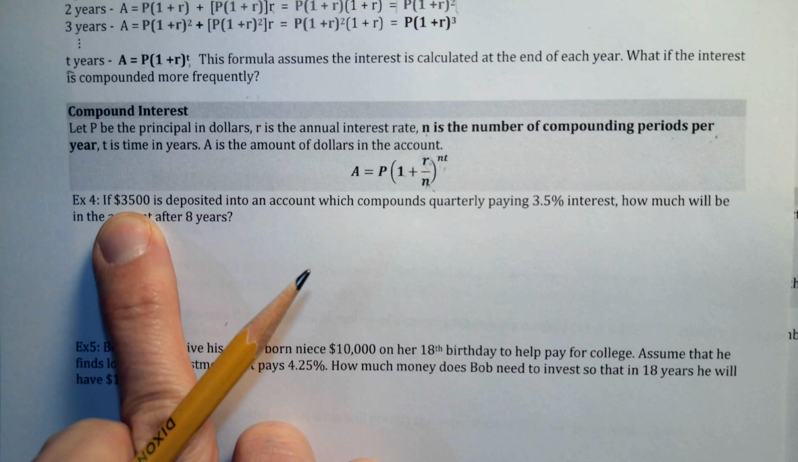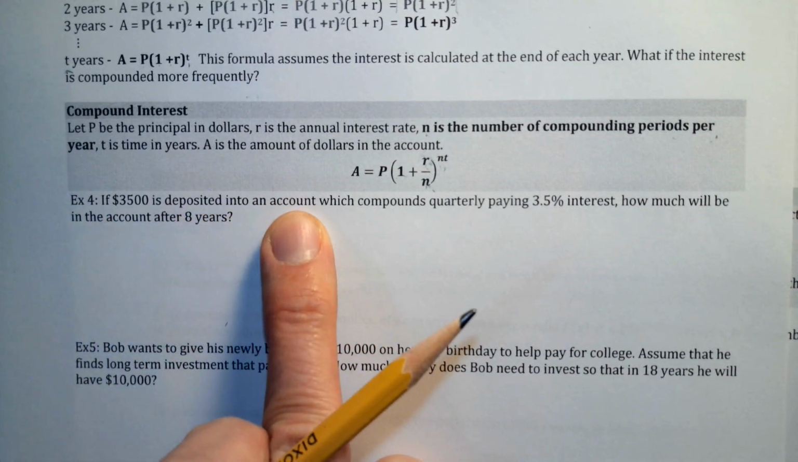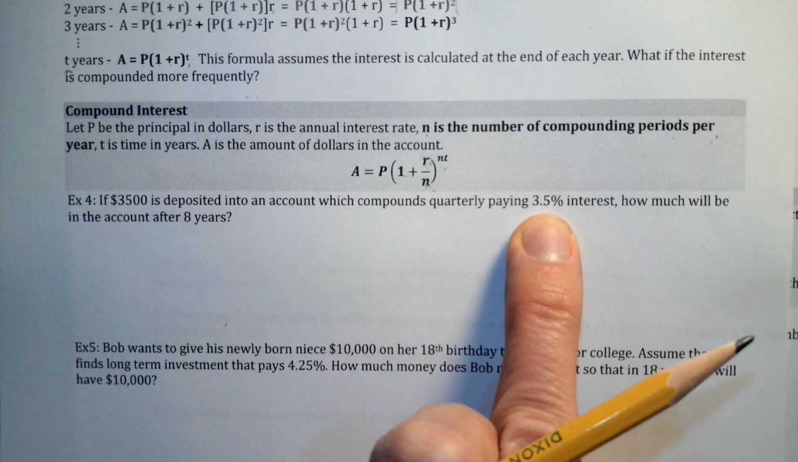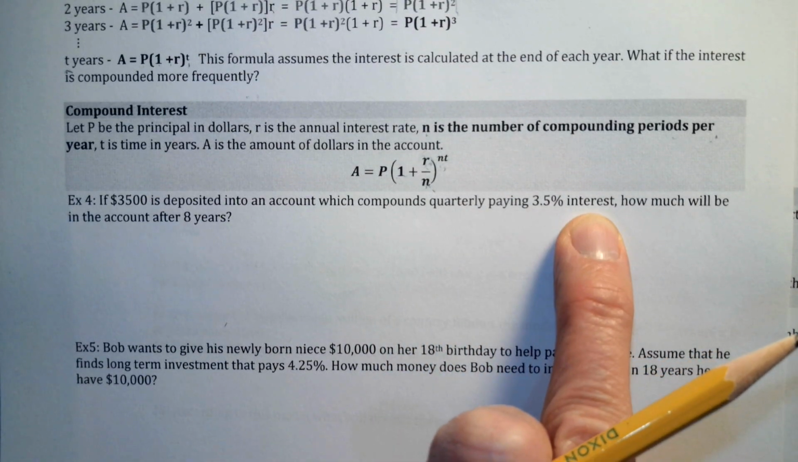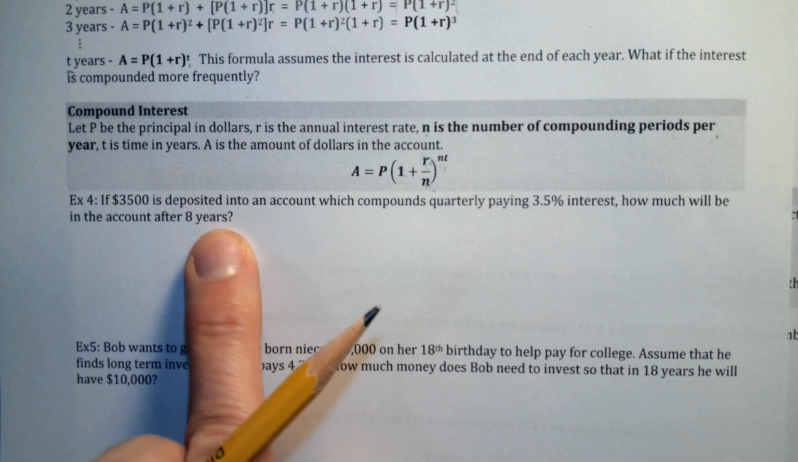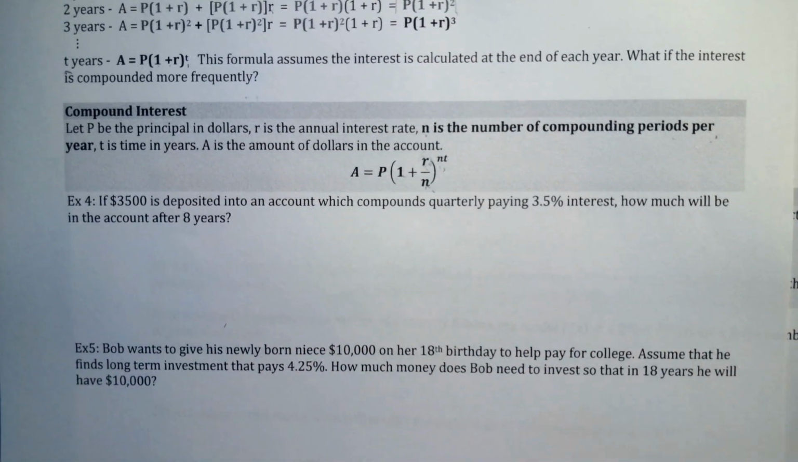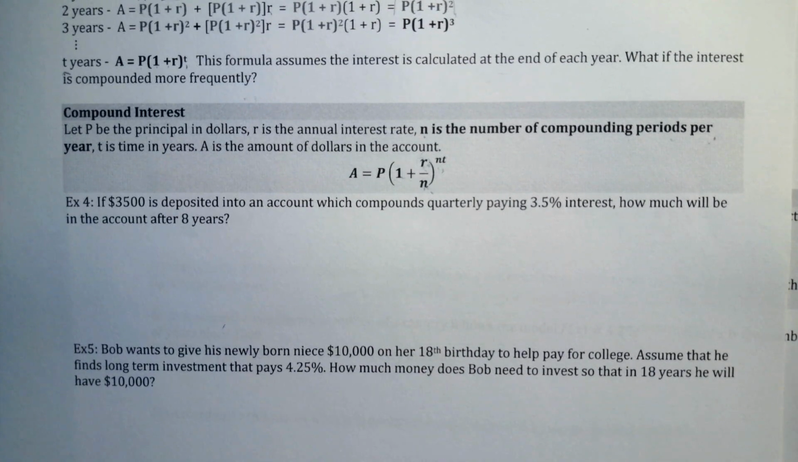So if $3,500 is deposited into an account which compounds quarterly, paying 3.5% interest, how much will be in the account after 8 years? All right, so pause the video, calculate that. It doesn't say what to round to. You can round to the nearest dollar, maybe the nearest penny, whatever you want to do.